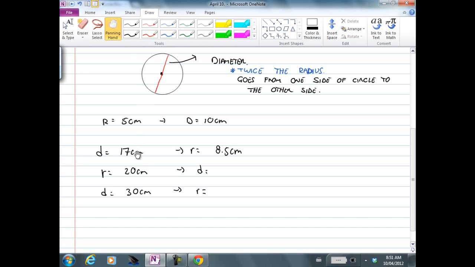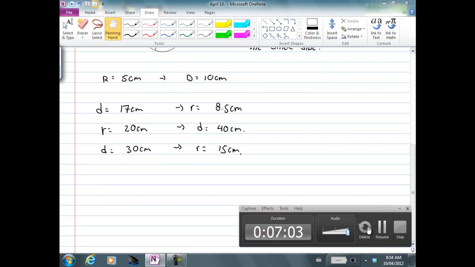Keep it simple. Devin, next one. Radius is 20. What's your diameter? 40. Taylor, if your diameter is 30, what's your radius? 15 is correct. So guys and gals, if you can do this, the next part of this stuff will be easy. But before I do the next part, I'm going to show you.